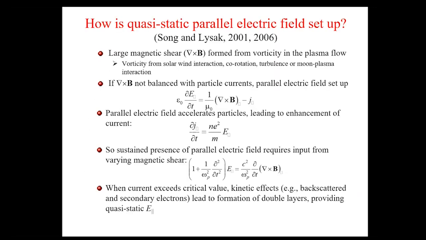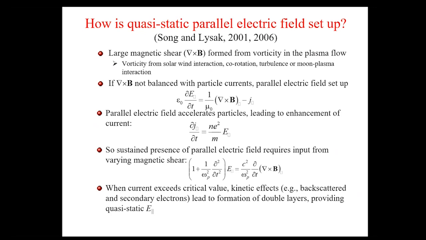So let me go back. I did these in a little bit wrong order. Here's sort of our model of why parallel fields do occur. And this is a lot of work that I've done with Jan Song over the years. In our opinion, the starting point is the large magnetic shear that's basically caused by vorticity in the plasma flow. And that vorticity has a variety of sources. In the Earth, in the large scale current systems, that's largely the solar wind interaction. At Jupiter, as we've talked about before, there's co-rotation and the breakdown of co-rotation in the outer magnetosphere.